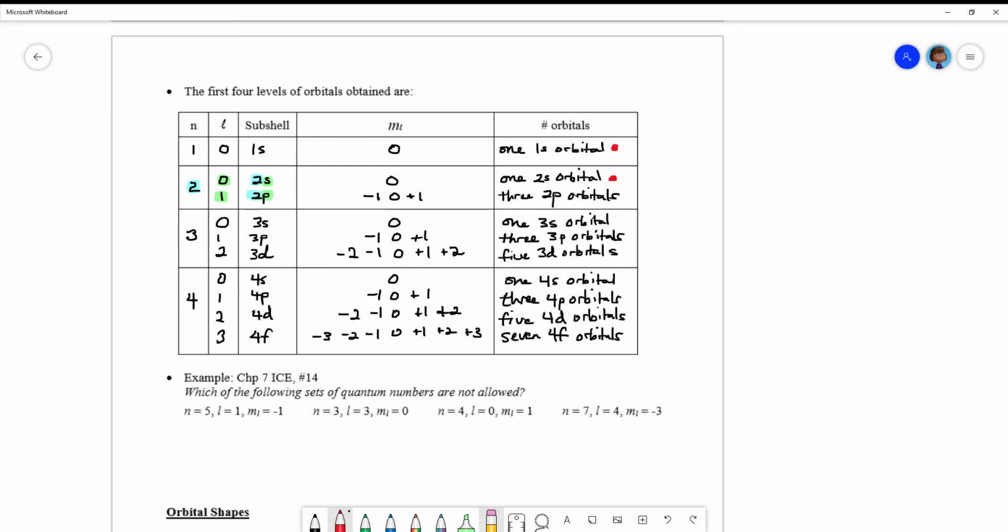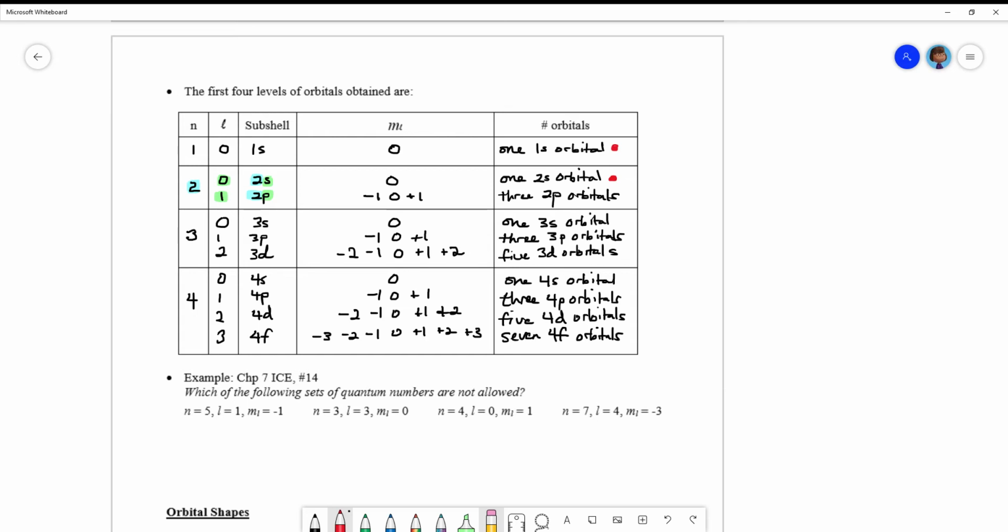But what do they have in common? Well, their overall shape is going to be similar. Now, we haven't talked about the shapes yet, but we know that the L value is the same for a 1s orbital and a 2s orbital. An s designation means L is equal to 0. And if they have the same L value, they're going to have the same basic shape.